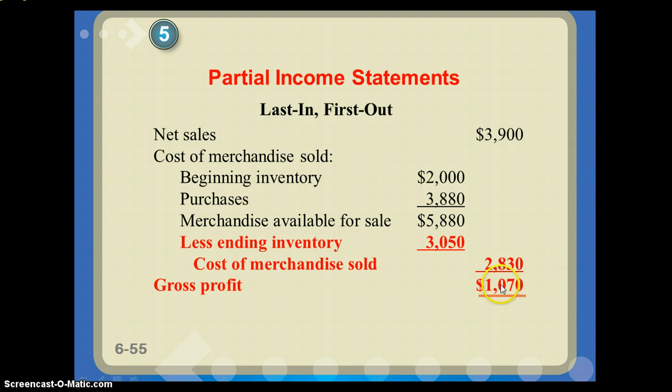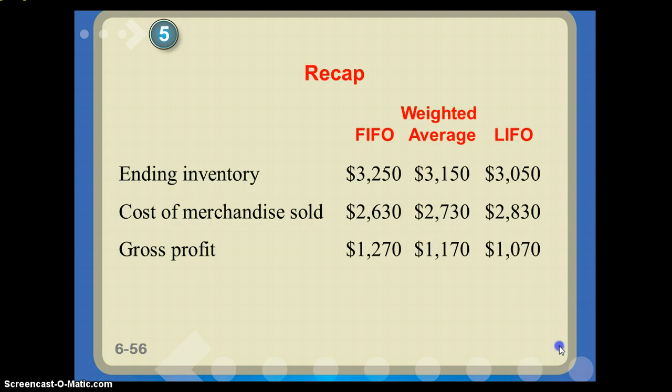Looking at LIFO, we have even less, $1,070, because again, our ending inventory and our cost of merchandise sold was valued differently. So the inventory valuation method will have an effect on your income statement by changing the gross profit because of our ending inventory valuation and our cost of merchandise sold. Remember, this is a multiple step income statement, so it does go through that whole cost of merchandise sold section.